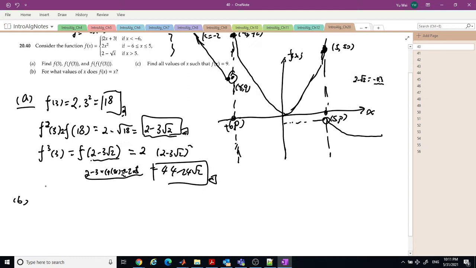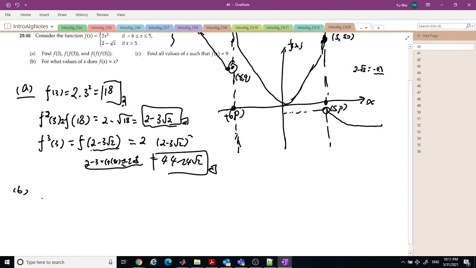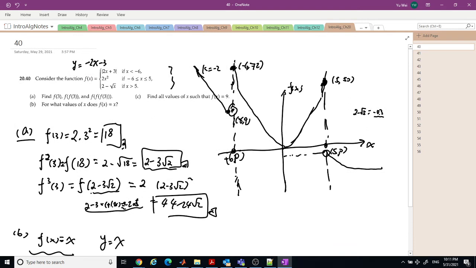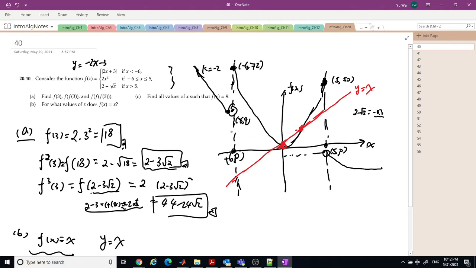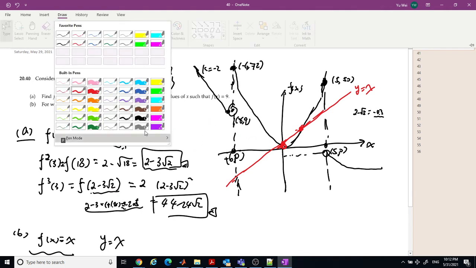For question B, we want to see for what values f(x) equals x. f(x) equals x means y equals x, so let's draw y equals x. We can see the intersection is only with the section of 2x squared. Now the next step is just simple calculation.